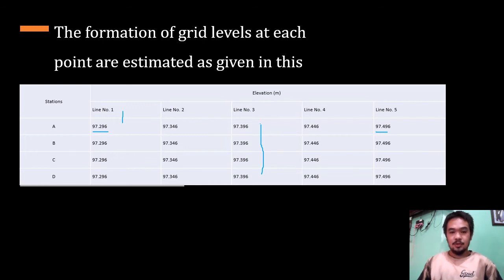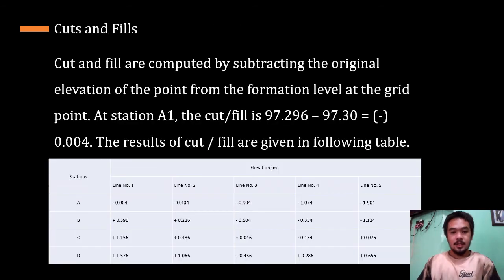And this elevation is the finished elevation, after the previous elevation. This is what we need to get for the land grading. Since we have the desired elevation for our grading, in order to get the cuts and fills, it is computed by subtracting the original elevation from the desired elevation.